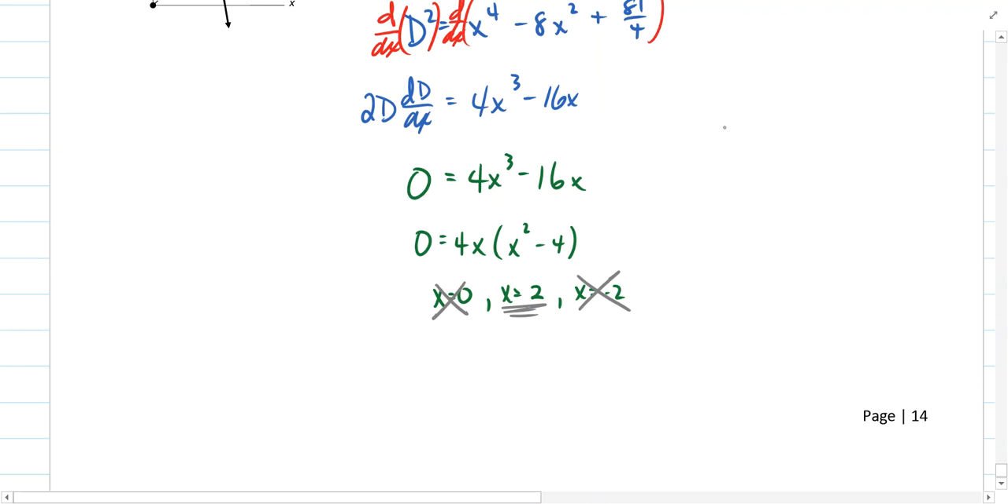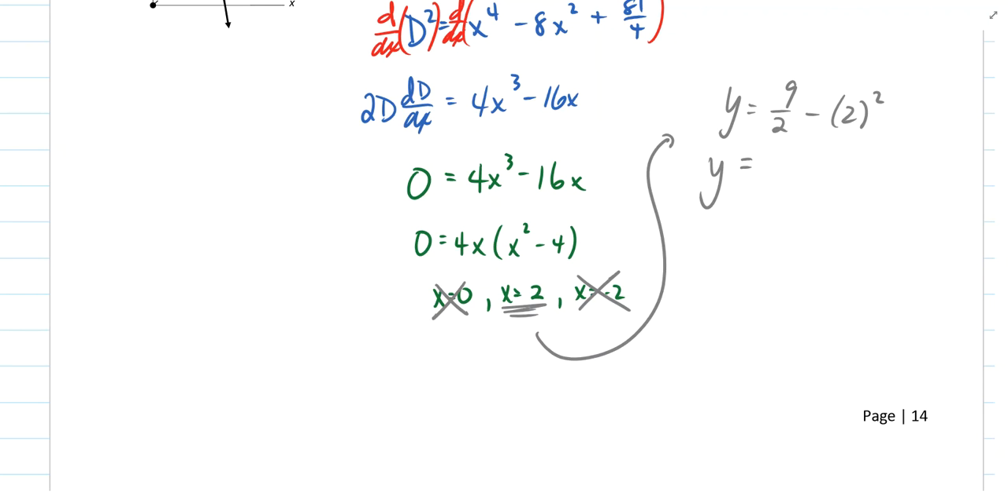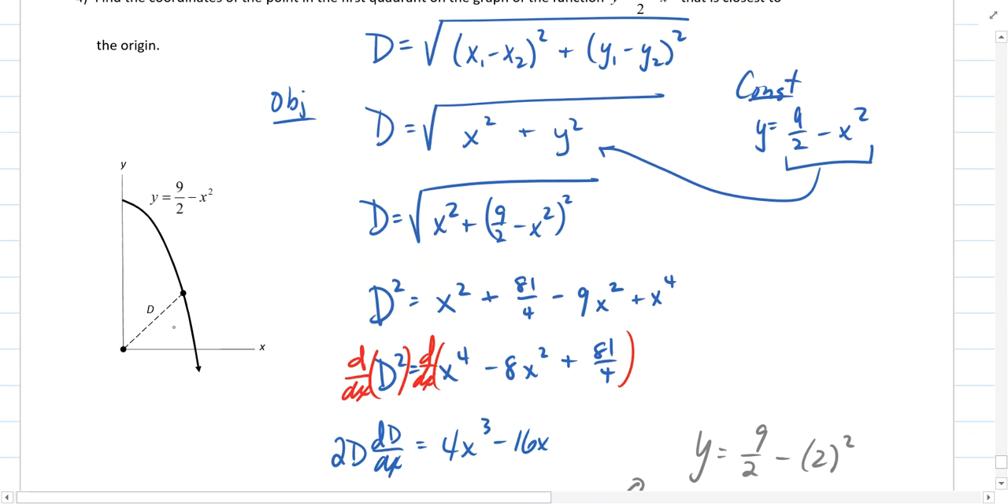And when x is 2, let's find our y coordinate first. y is equal to 9/2 minus 2 squared. So 9/2 minus 4, that's 4.5 minus 4. So that leaves us with a y value of 1/2. So we're thinking at the coordinate (2, 1/2), which, I don't know, this graph might be drawn pretty accurately here. At this position, the distance is at a minimum.